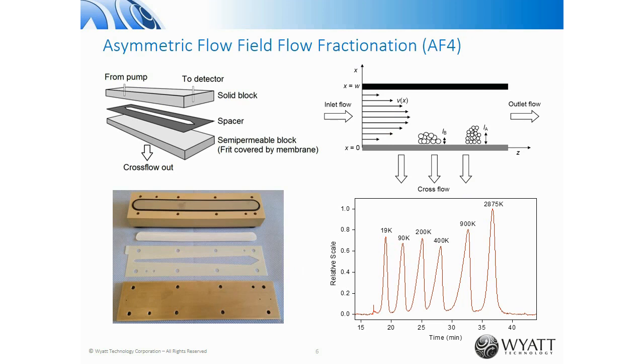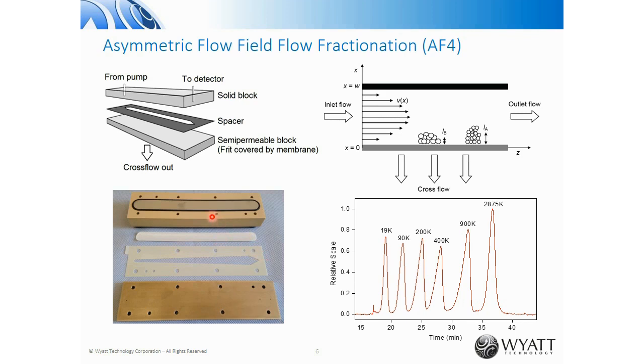Asymmetric flow field flow fractionation is less known and less established than traditionally used SEC. Anyway, in the past years, it is becoming more and more used as it offers several advantages compared to size exclusion chromatography. Separation is achieved by flow of sample molecules through thin ribbon-like channel that is created by sandwiching a thin spacer between the two blocks. One block is solid, the other block is semi-permeable, created by a frit that is covered by semi-permeable membrane. A typical material for the membrane is regenerated cellulose.